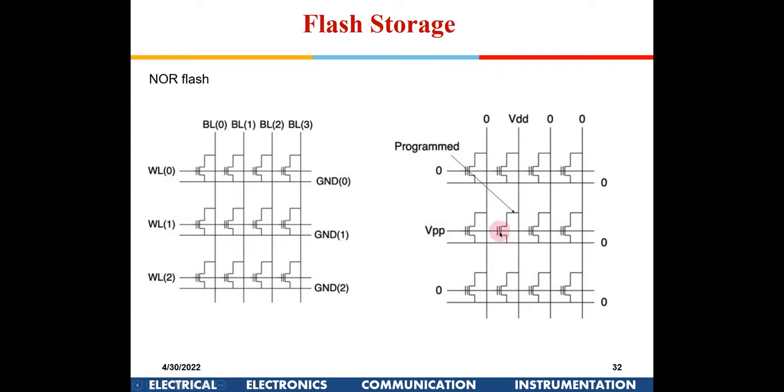This ensures that electrons punch through this oxide layer and get deposited in the floating gate. While writing this data, this transistor becomes non-operational. Among all these cells, only this particular cell becomes non-operational when we are writing the data, because we are giving VDD here, 0 here, and VPP here. Electrons tunnel through this insulator and get deposited in the floating gate. If you now apply VDD here, it will not be switched on, because the threshold voltage has moved further ahead because of the charge deposited in the floating gate. This is how the write works.